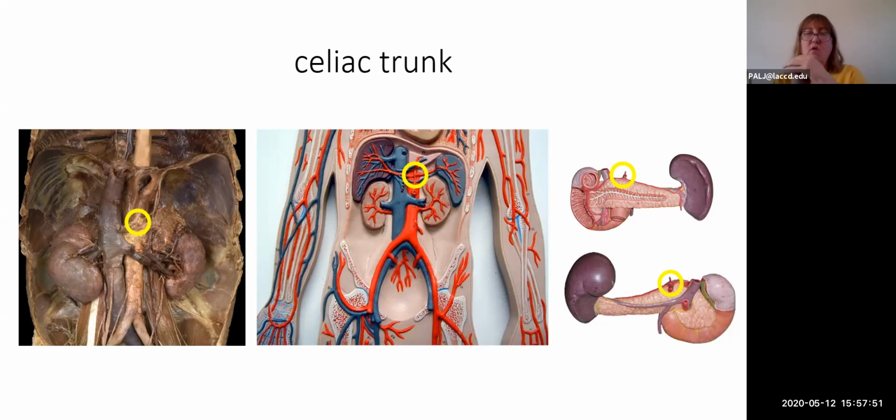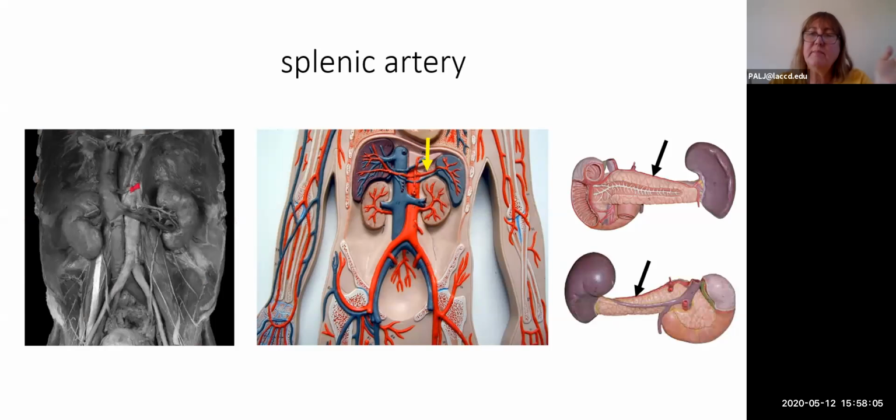One branch is going to go over to the left, one branch is going to go over to the right, and one branch goes upward and then to the left. So when you're looking at models, you're looking for something to the right, something to the left, and something upward. The something to the left goes all the way across the left side of the abdomen to the left upper quadrant to the spleen, and that is the splenic artery. It is going to travel on the top surface of the pancreas. This is the pancreas. I know you don't know it yet, but that's where it's going to be traveling.